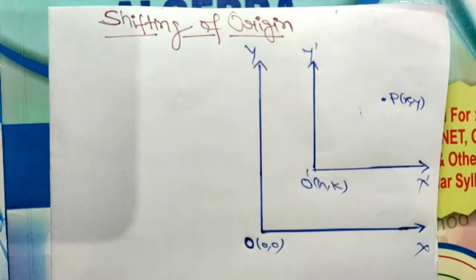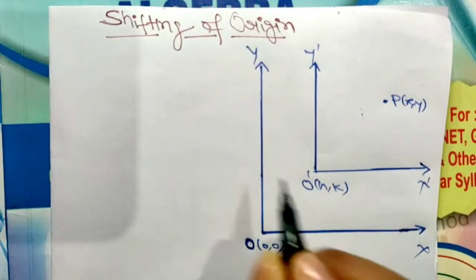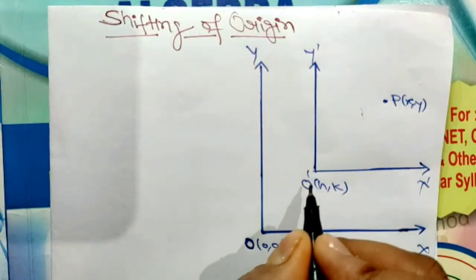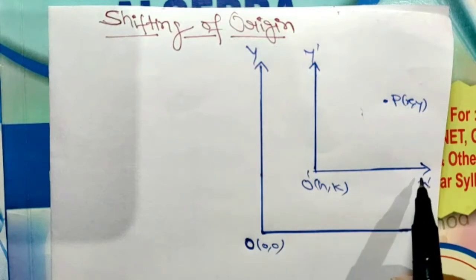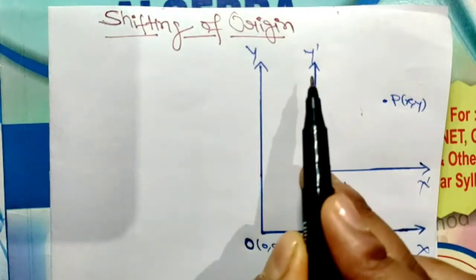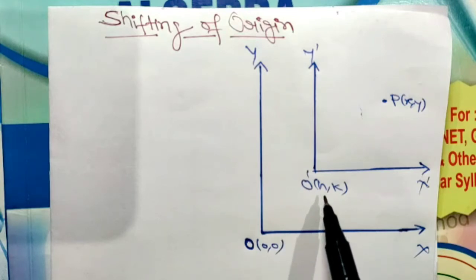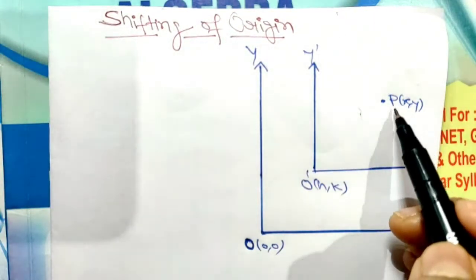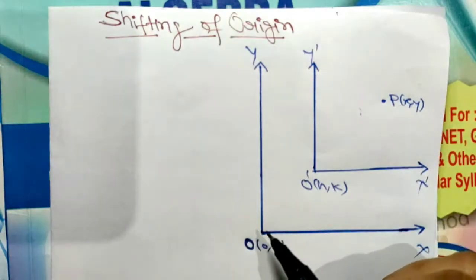Okay, so let's see. We take any Cartesian plane or rectangular plane, x and y axis, and this is the origin at 0, 0 coordinate. If we shift this origin to here, to O dash, we draw a Cartesian plane here, x dash and y dash axis, and the coordinate of the new origin will be, let's say, h and k. And this point P with coordinate x, y is the coordinate with respect to the old origin.